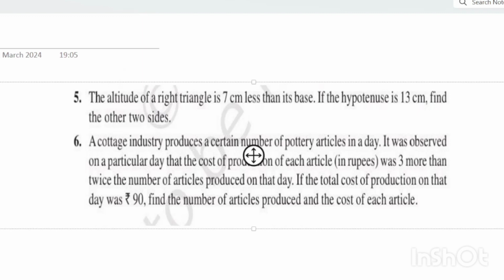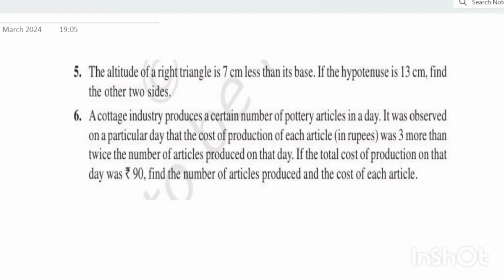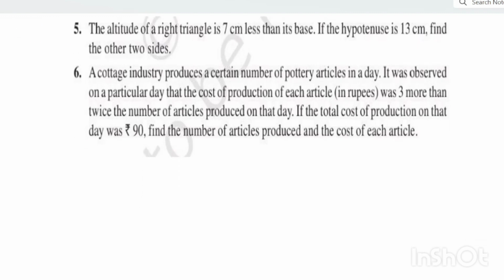What is given in the question? It's given that the altitude of a right triangle is 7 centimeter less than its base. If the hypotenuse is 13 centimeter, find the other two sides. Okay, so they have given that the altitude is 7 centimeter less than the base, but we don't know what the base is. So let us consider the base as x.